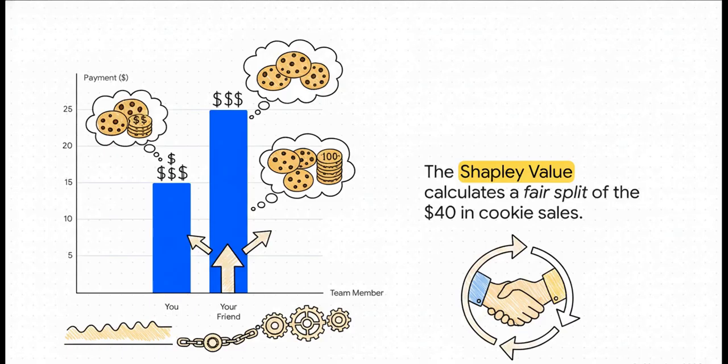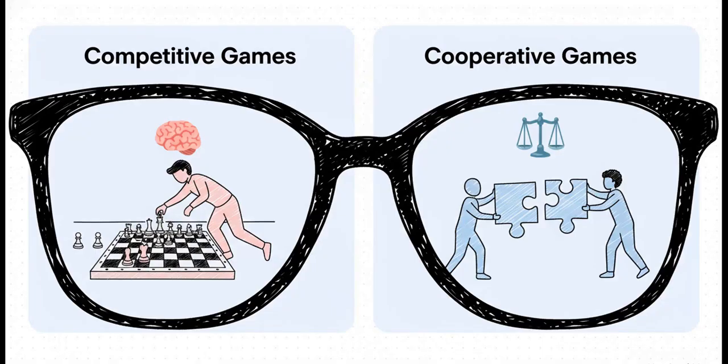So you get your base $10 plus $5 from the bonus for a total of $15. And your friend gets their base $20 plus that same $5 bonus for a total of $25. Everybody gets rewarded for their individual effort and their contribution to the team. So, when you boil it all down, game theory really gives us these two incredible ways of looking at the world. On one hand, you have competitive games. That's where we learn about things like the Nash equilibrium, which is all about how to be smart. On the other hand, you have cooperative games, and that's where we learn about the Shapley value, which is all about how to be fair.